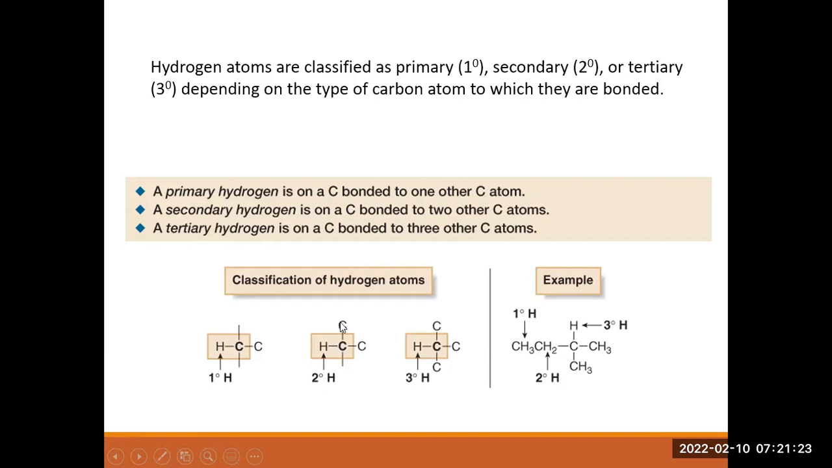This is a secondary carbon. Therefore, what attaches to it is a secondary hydrogen. And for example, this is tertiary, and this is the classification of a tertiary hydrogen atom. So connecting them all up, this is where you would find your primary hydrogen, your secondary hydrogen, and your tertiary hydrogen.